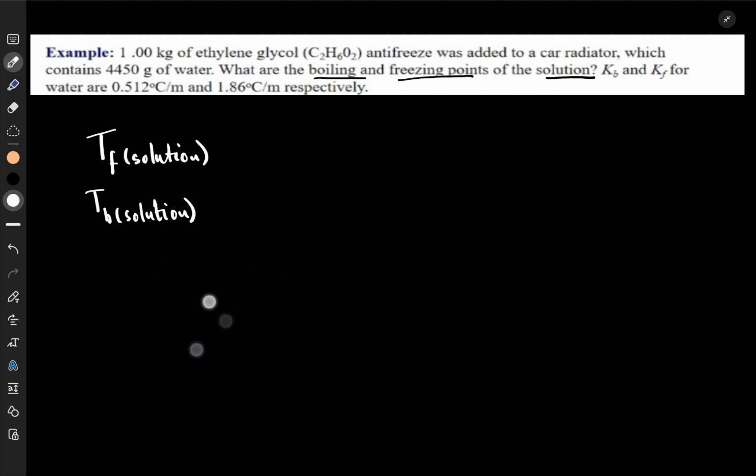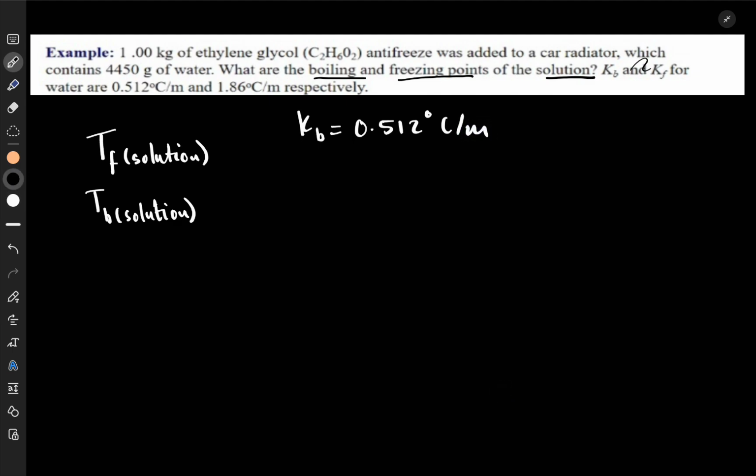Right. You agree with me? These are the two questions that they've asked: the freezing point and the boiling point of the solution. Now, they have then given you KB and whatever. So we know they've told us that KB is equal to 0.5112 degrees Celsius per meter.